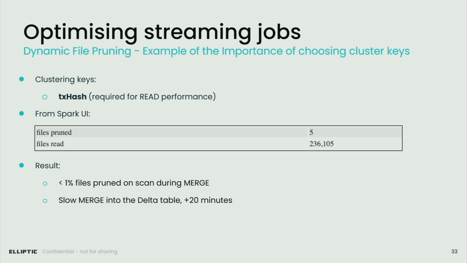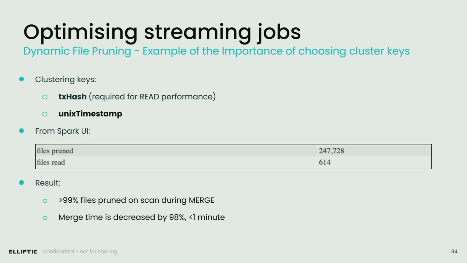But what happens if we add Unix timestamp into the cluster key? Unix timestamp is an ordered column, and the results are amazing. You can see here the number of files pruned goes from less than 1% to more than 99%, making the merge into a 15 terabyte Delta table take less than 1 minute, which is an incredible result.